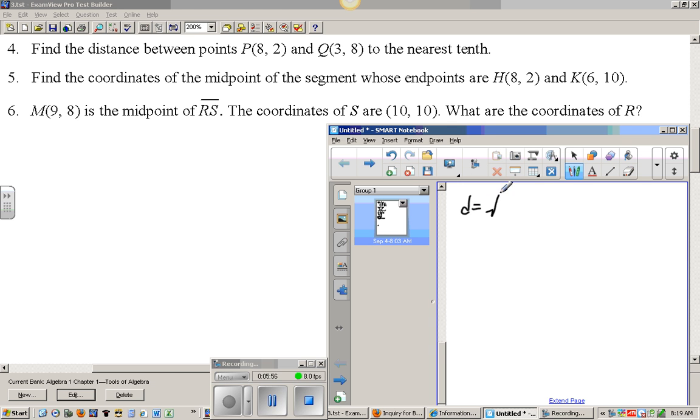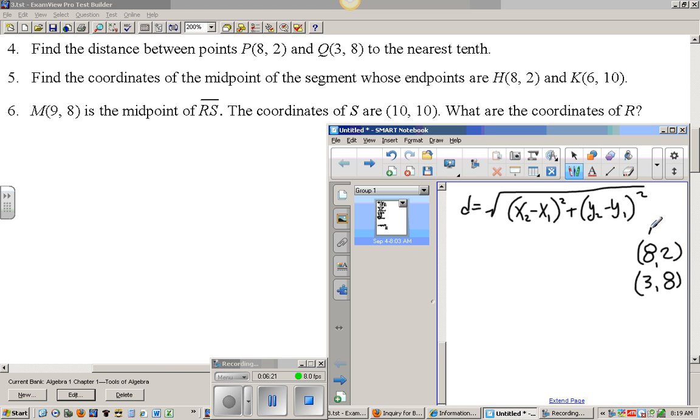So recall that the distance formula is x2 minus x1 squared plus y2 minus y1 squared. Plugging in my points, I have the points, bring them over here. 8, 2 and 3, 8. Those are my 2 points. Here's my x's and here are my y's. So I'm going to say the square root of, let's say, 8 minus 3 squared plus 2 minus 8 squared. That gives me 5 squared, a negative 6 squared.